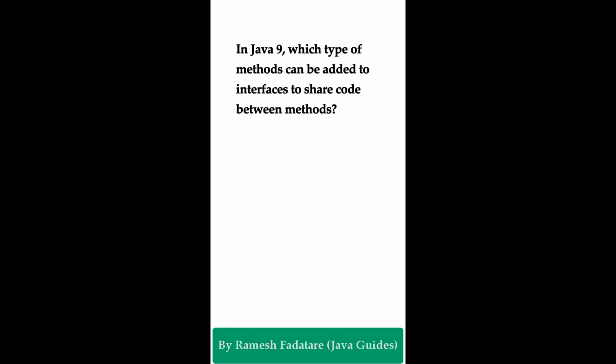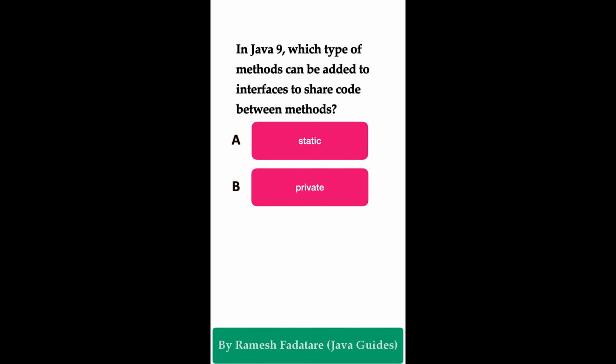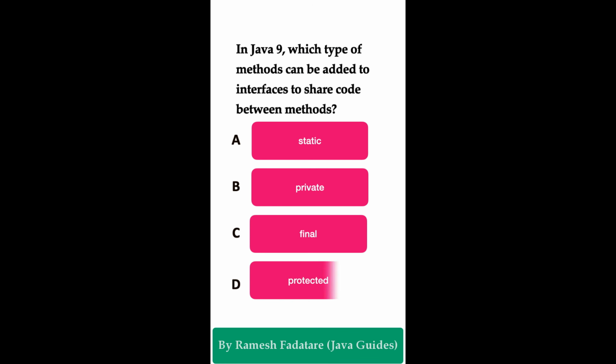Welcome to Java quiz. Here is one more question. In Java 9, which type of methods can be added to interfaces to share code between methods? Option A, static methods. Option B, private methods. Option C, final methods. Option D, protected. Well, you have 5 seconds to answer this question. The correct answer is option B, private methods.